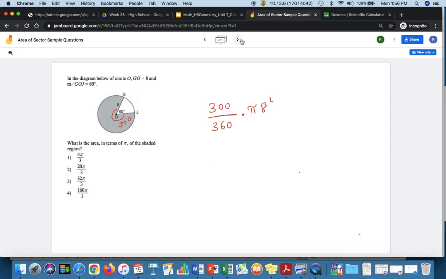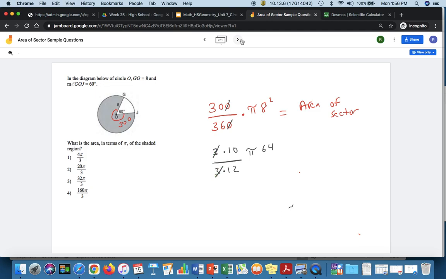Now what we're going to notice here is we're going to want to manipulate this to look like one of these fractions. So how are we going to do that? Cross out a few zeros here. Now between 30 and 36, I see that I could factor out a 3. So maybe I want to rewrite this as 3 times 10, 3 times 12, times pi, times 64. And the 3's are gone.